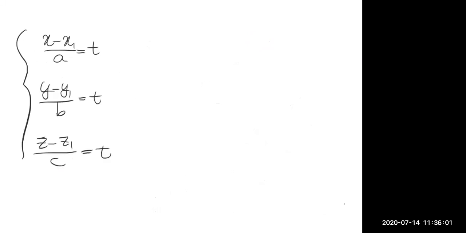Can anyone tell me why I assumed a, b, and c are non-zero? What would happen if one of them is zero? Yeah, if I understand what you mean correctly, if one of them is zero, then we are dividing by zero. We can't divide by zero, so we should assume a, b, and c are non-zero.